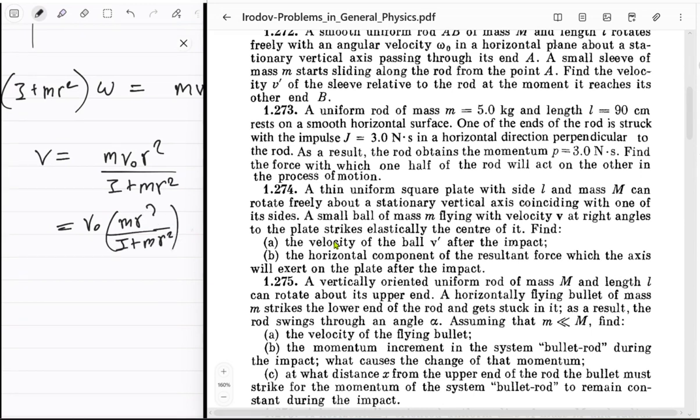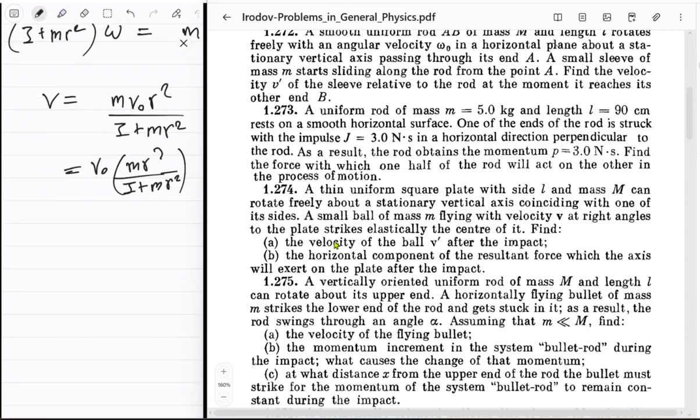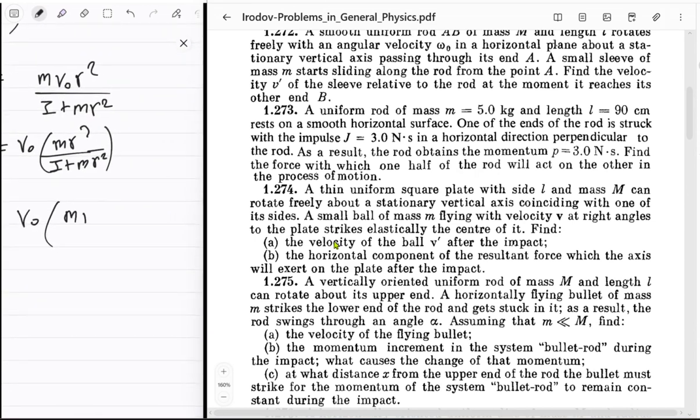Now, that's good and all, but in case of elastic collision, what we actually have is v is equal to v naught times (mr squared minus I) upon (mr squared plus I). That's the thing. All right, so that's going to do the A part, the velocity of the ball after the impact, and also the horizontal component of the result. That is easy to figure out once you figure out what v is.